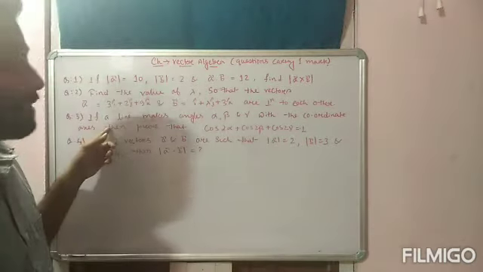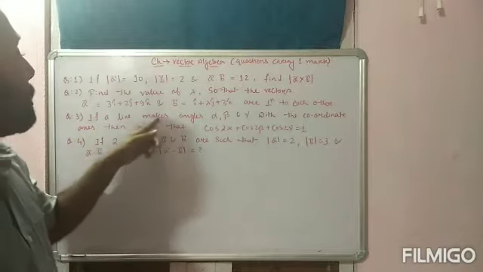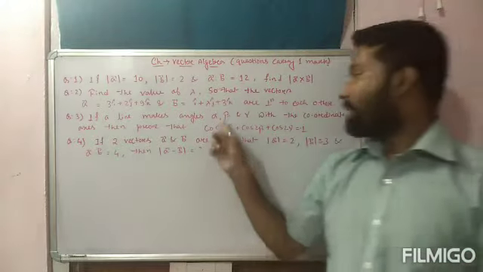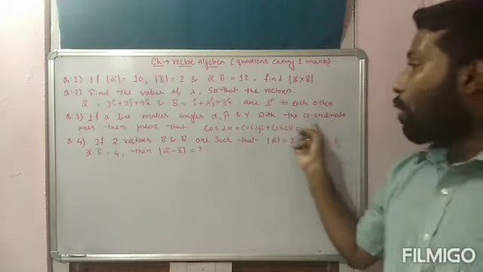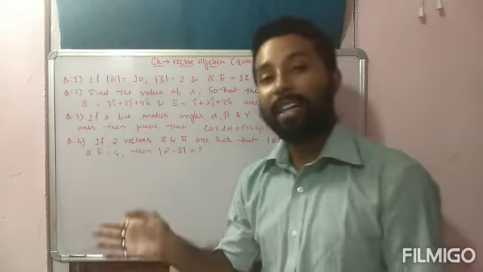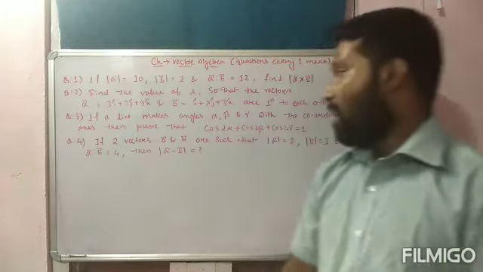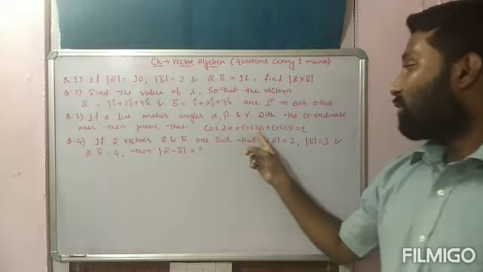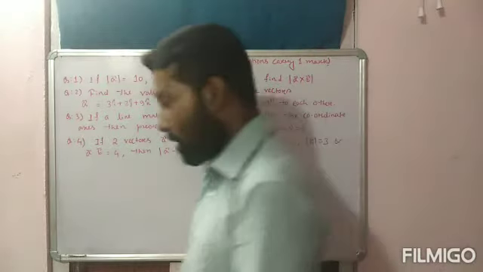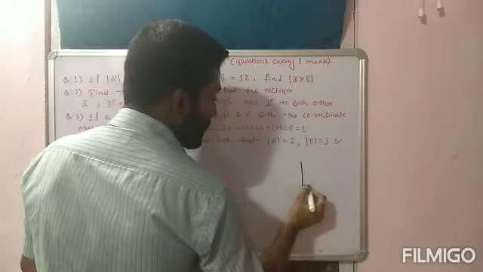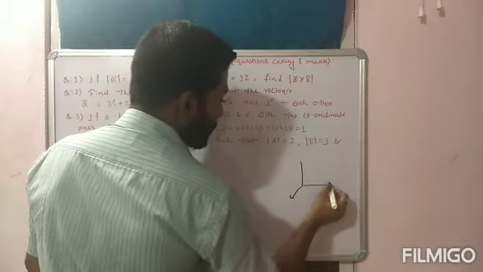If a line makes angles alpha, beta and gamma with the coordinate axis. Coordinate axis means x-axis, y-axis and z-axis. Then prove that cos 2 alpha plus cos 2 beta plus cos 2 gamma is equal to minus 1. Okay? Is equal to minus 1.